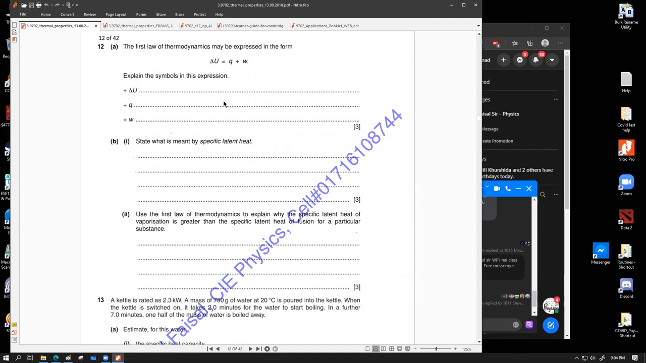The first law of thermodynamics may be expressed in the form of ΔU = Q + W. ΔU is the increase in internal energy, Q is the heat supplied to the system, W is work done on the system. Prepositions are very important. State, with mirror, specific latent heat. That's your definition. Specific latent heat definition has 3 marks. So watch out for the equation. If you don't understand what these 3 marks are for, look at the mark scheme on your own and try to figure this out. If you have questions, ask me.